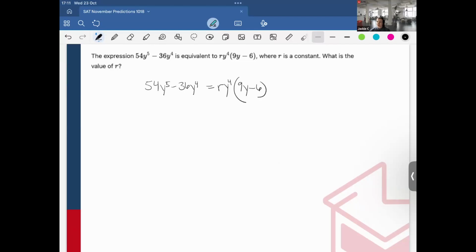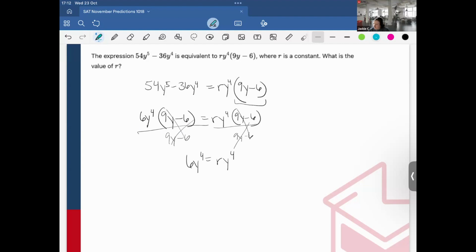So here, I want to try to make the left-hand side look a bit more like the right-hand side. So let's see if I'm able to factor out 9y minus 6 from here. I can do that. This would be the same if I were to factor out 6y to the fourth, right? Because this would be the same as 54y to the fifth power minus 36y to the fourth. And then, just to show, I can divide each side by 9y minus 6. And then I get 6y to the fourth equals ry to the fourth. Divide each side by y to the fourth, and I can see that 6 is equal to r. So an amazing equivalent expression problem, focusing on factoring. So be sure you feel comfortable with factoring.